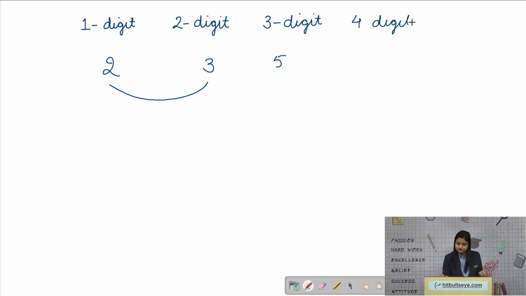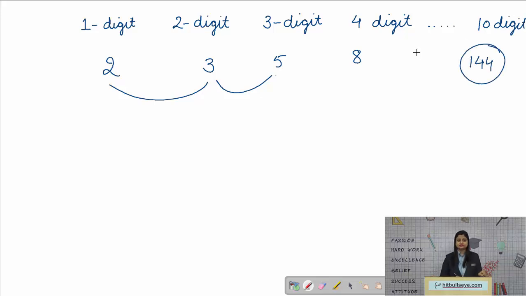4-digit, again the sum of previous 2 terms, that is 8. 3 plus 5. If we go on in this manner, we can calculate 10-digit number which comes out to be 144, and that was the answer in this question. So this kind of series is known as Fibonacci series.